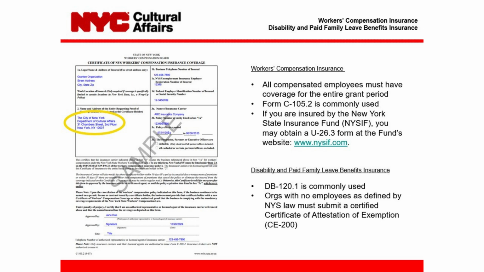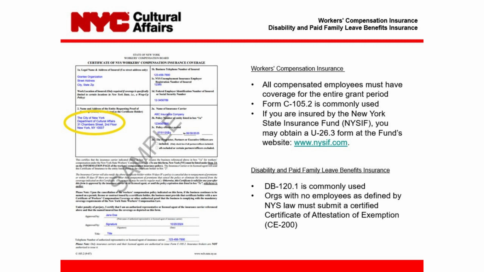Workers' compensation and disability and paid family leave benefits. If your organization has compensated employees, you are required to have adequate coverage for the entirety of the grant period, July 1st, 2024 to June 30th, 2025. As with the other insurance certificates, if your current coverage does not cover the whole grant period, you will need to submit more than one certificate.